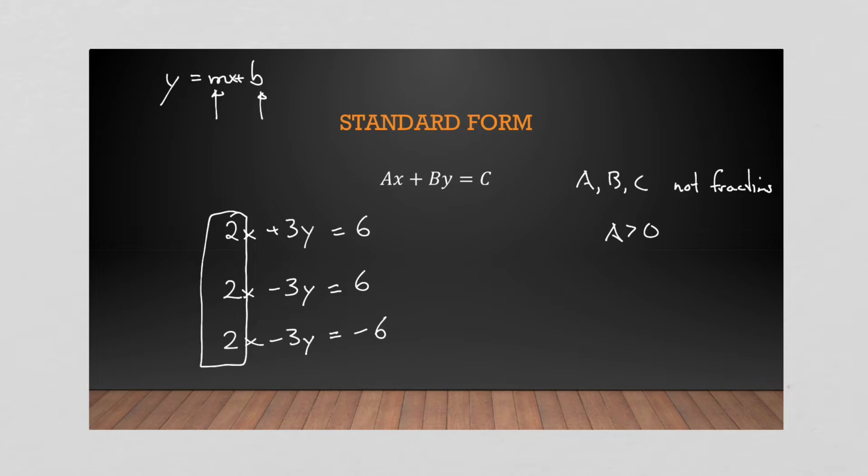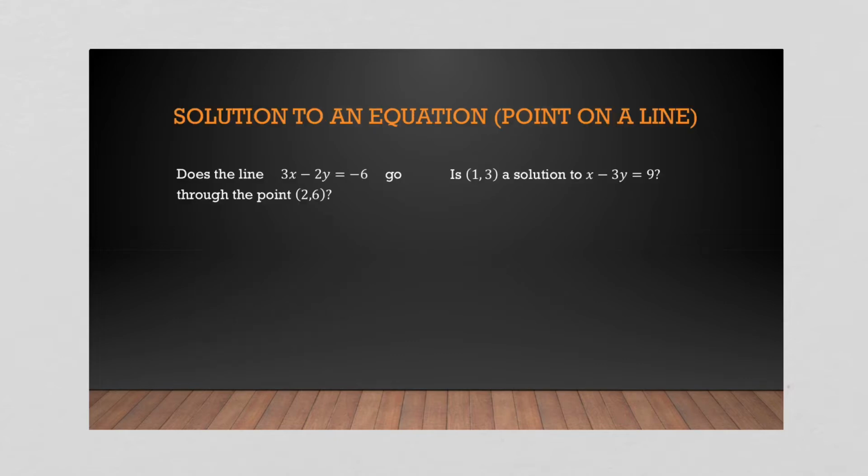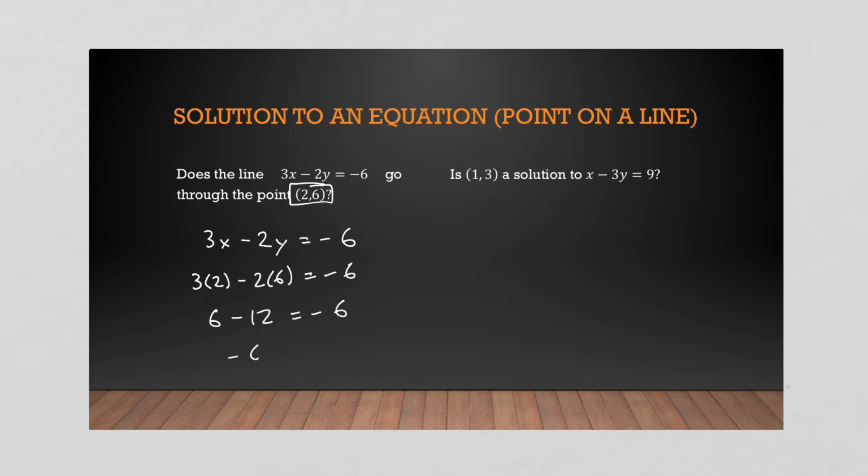So let's look at how this works. Standard form is exactly the same as slope-intercept form when it comes to points being solutions on the line. We have an x and a y in our equation, and we have an x and a y in the coordinates of a point. So we just plug into our equation like we would, and we solve. So here we have 3 times 2 minus 2 times 6 is negative 6. So then we get 6 minus 12 equals negative 6. Negative 6 equals negative 6. And that is a yes, I'm on the line.